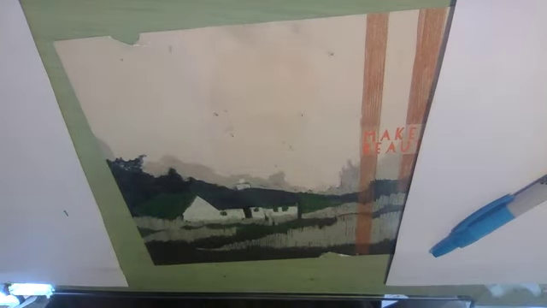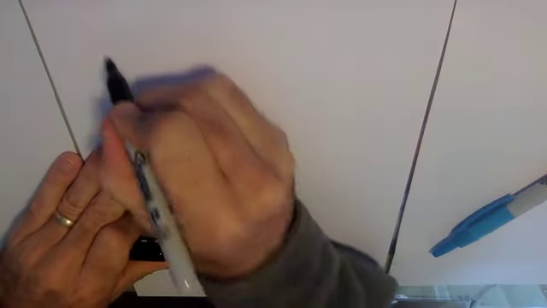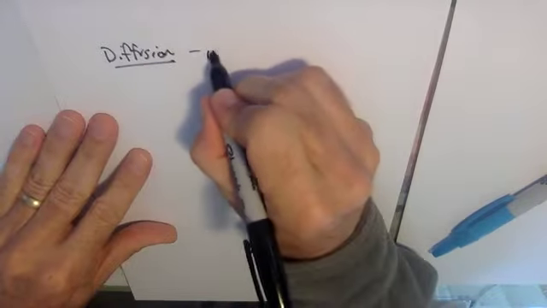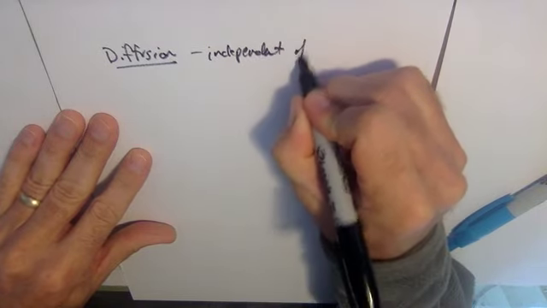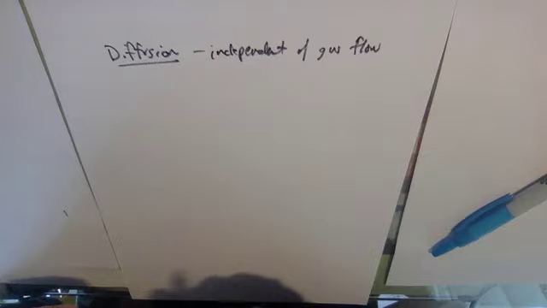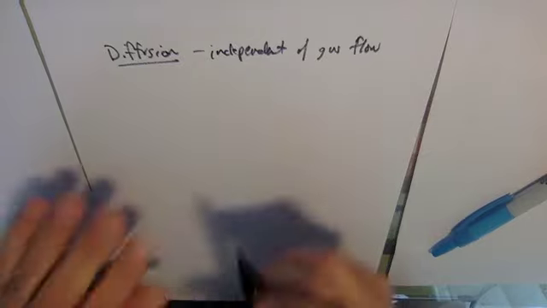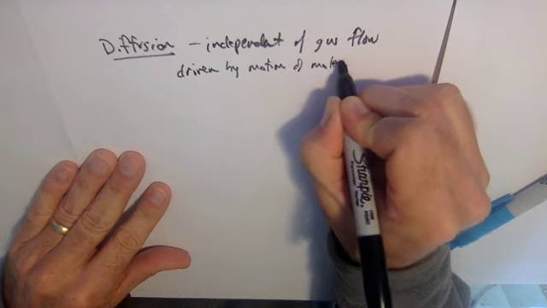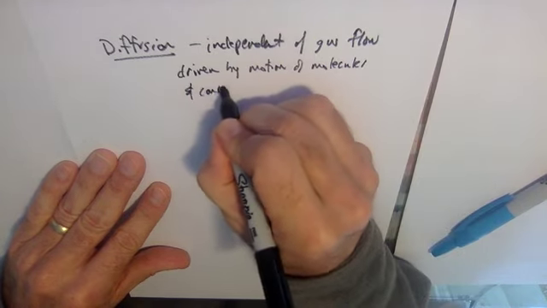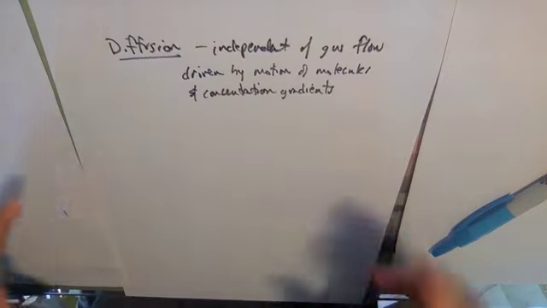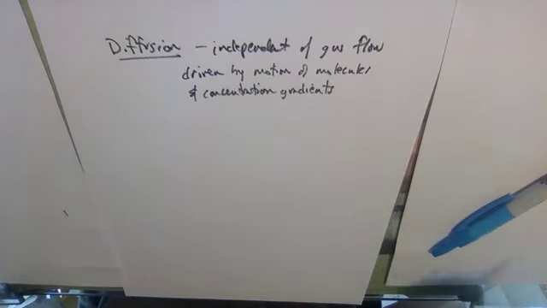Another way that contaminants can move is through diffusion. Diffusion is independent of groundwater flow. Diffusion happens even if the water is perfectly still, and it's driven by the motion of the molecules and concentration gradients. Stuff wants to diffuse in liquids, in fluids. Stuff wants to diffuse from where it's more concentrated to where it's less concentrated.